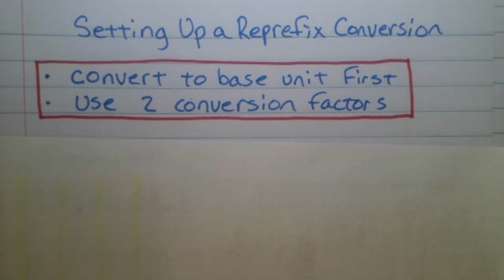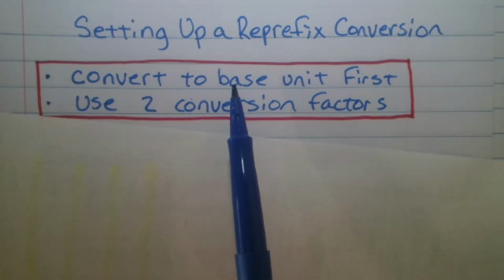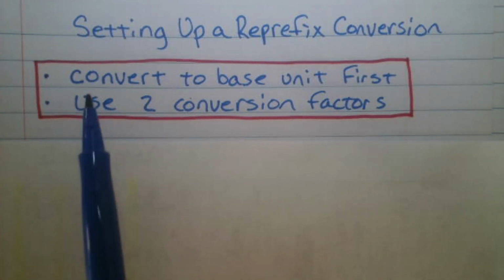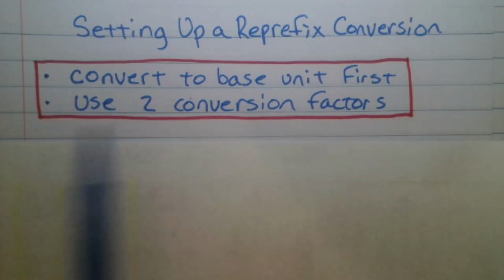In this video, I'll show you how to set up a prefix conversion, and what that really means is if you have a metric unit prefix, you have to convert from the prefixed unit to the base unit, and then you would use that to convert to the next prefixed unit. So you have two prefixed units, you have to convert to the base unit first, and that means that you will have two conversion factors.